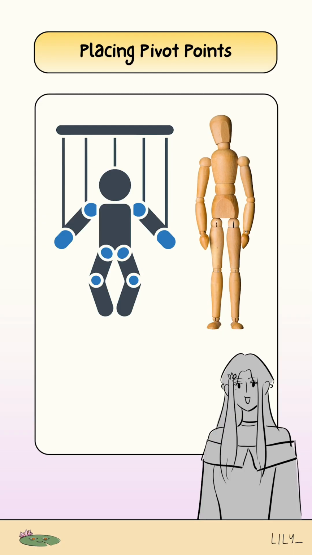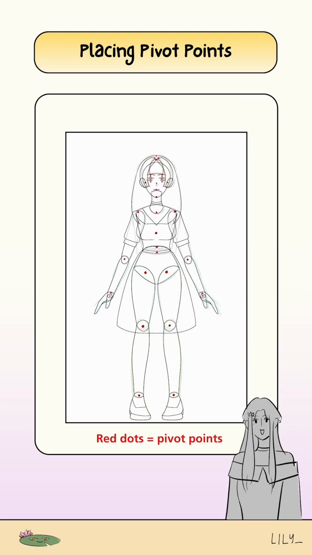Another tip that I can give here is to think of your pivot points as a puppet joint. You know how puppets have joints, right? And they use those joints to move. Pivot points are like that. You can also make use of the human body as a reference. Also, if you're confused on how to place your pivot points, I will also place a chart on the screen.